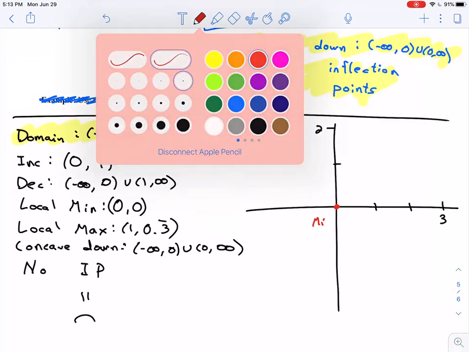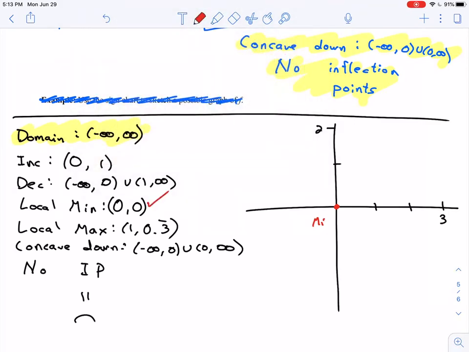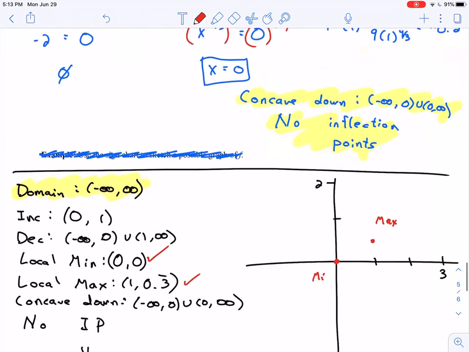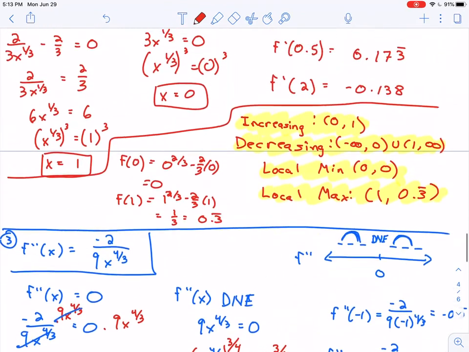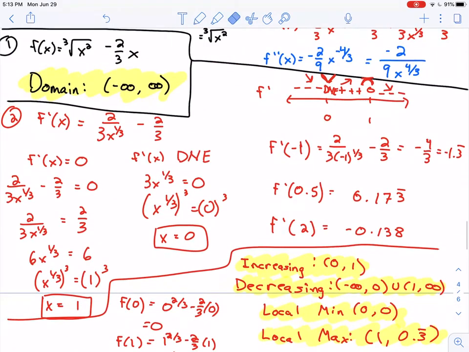So I've made my local min at 0, 0. That's good. And I'm going to plot my local max at 1, 1/3. So I should have a point, let's just say right around here. And again, I'm going to make a note to myself that that's a maximum. When you're talking about your min and your max, I would also recommend going back to your sign chart. Look at what the derivative is doing exactly at those points.